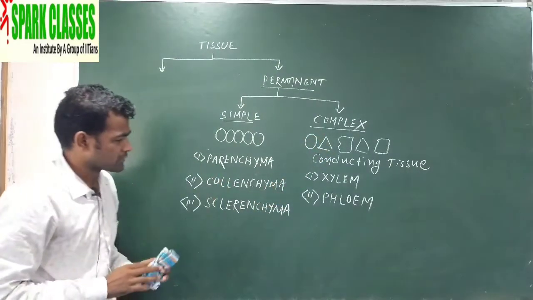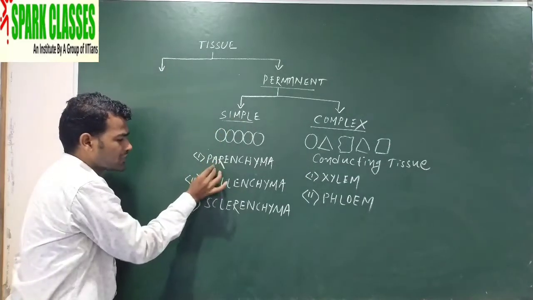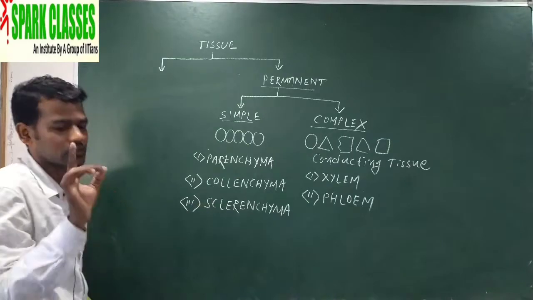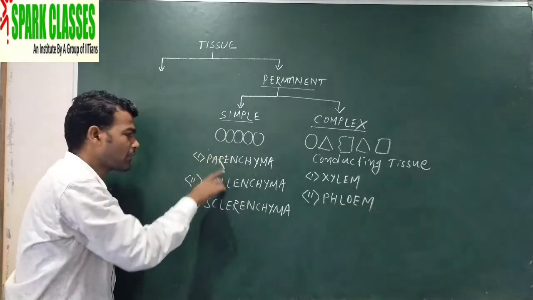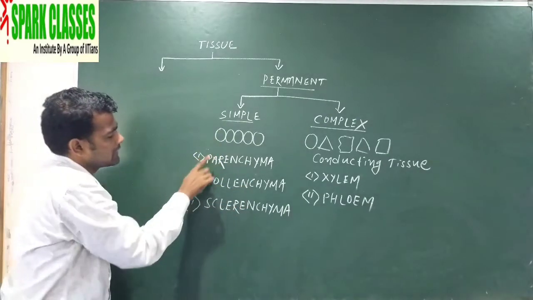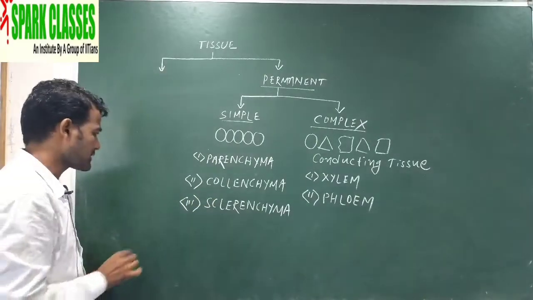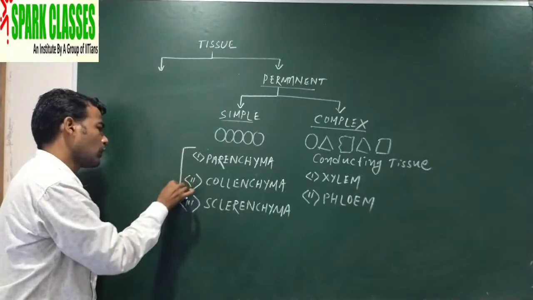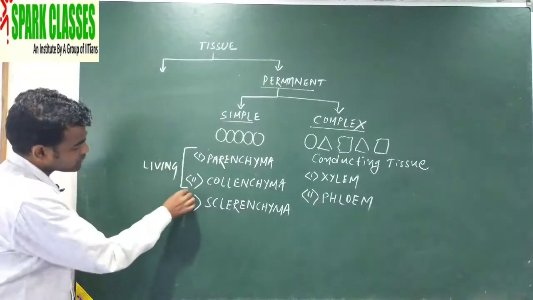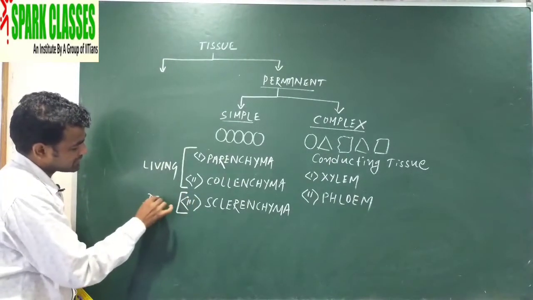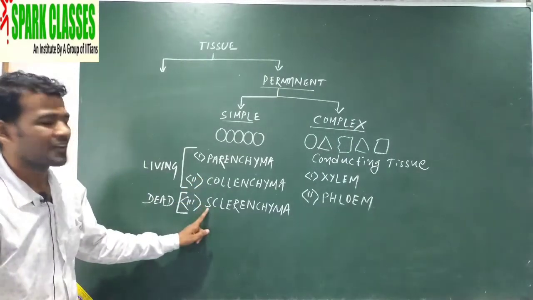So, important questions that are asked in the NEET. First, if you come to the simple permanent tissue, all the three simple permanent tissues, their characters differ. So that's why there are three different types. Their definition is the same. All are made of one type of cells. But in parenchyma, collenchyma and sclerenchyma, you find a few differences. What are the differences? First, parenchyma and collenchyma are living tissue. Whereas the last one, sclerenchyma, is dead. First two are living, but the sclerenchyma is dead.